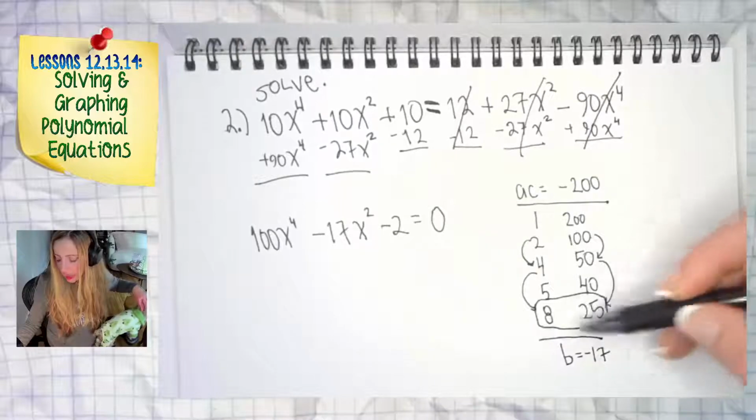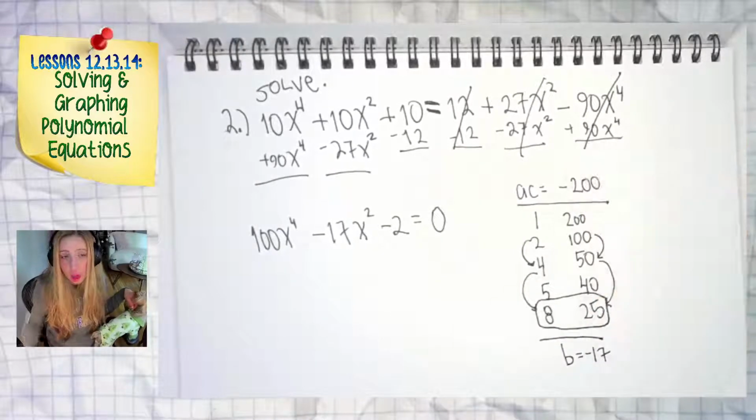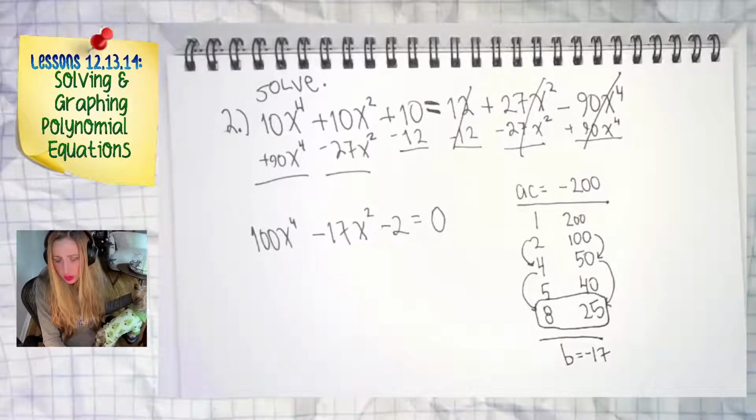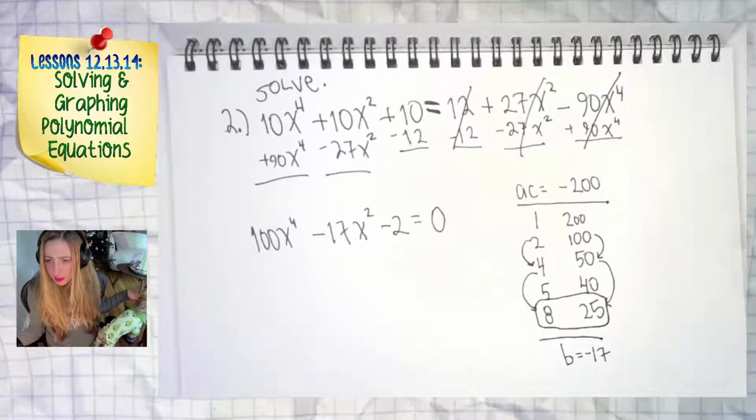All right, which signs? Remember, they're multiplying to give you a negative 200, but I need them to add to give me negative 17. So if they multiply to be negative, one of the numbers is negative. And if they add to be negative, the bigger one is negative. So what numbers am I using for 8 and 25? Positive, negative, type it in the chat.